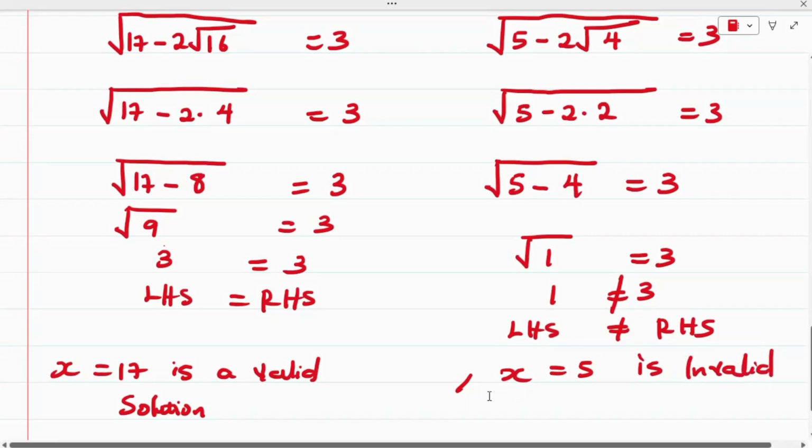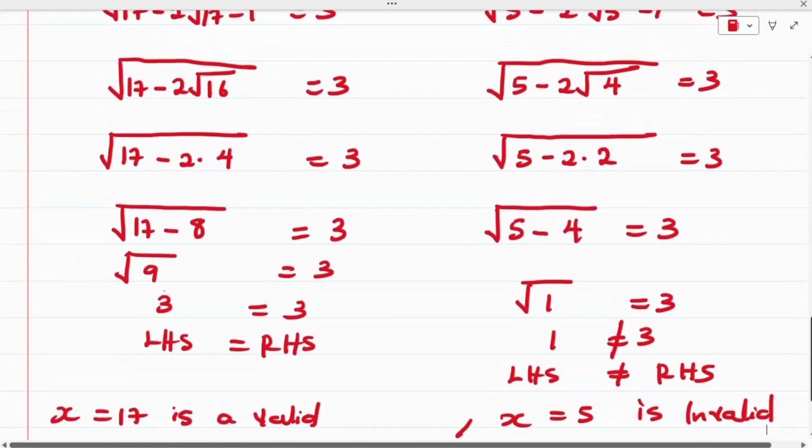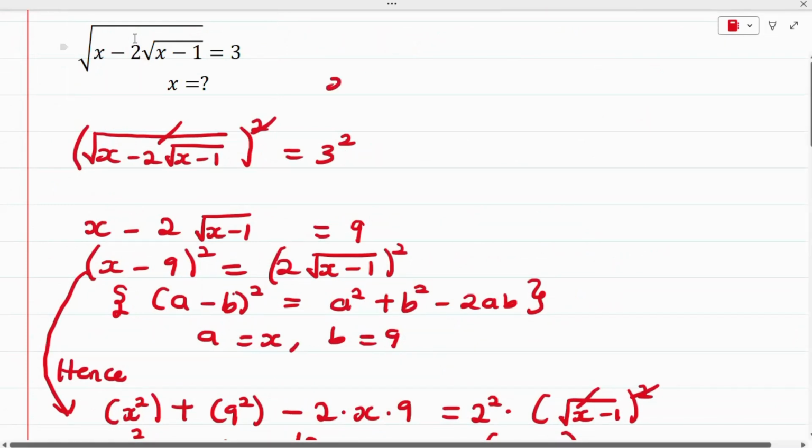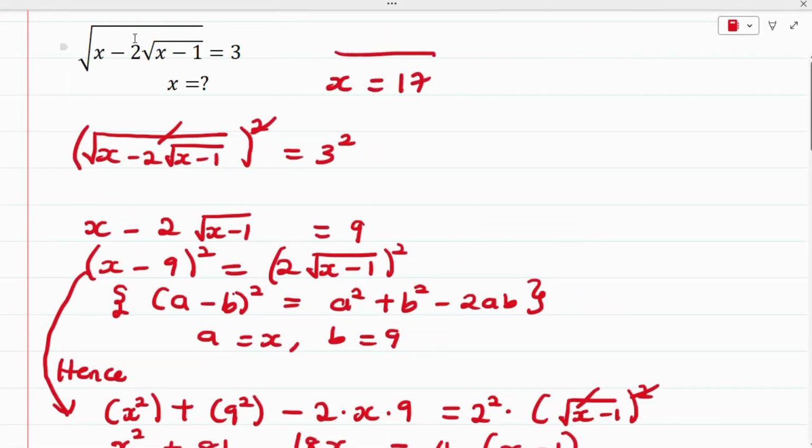So from here we have been able to find the valid solution of x to this question right here. So from here we can easily say that x is equal to 17, and this is the value of x to the square root algebra problem right here.